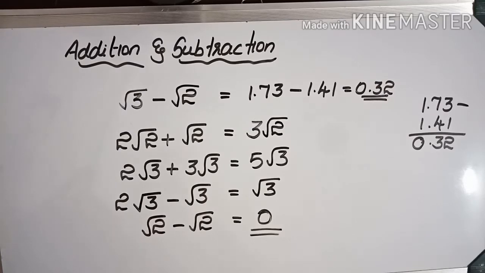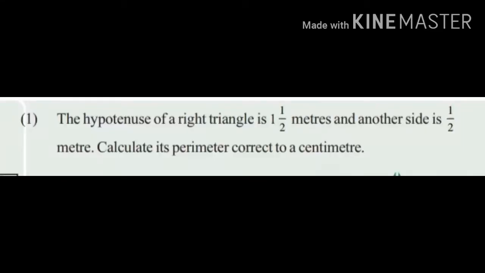Okay, now let's move on to problems. Page number 52. Here is your first question. The hypotenuse of a right triangle is 1.5 meter and another side is half meter. Calculate its perimeter correct to a centimeter.